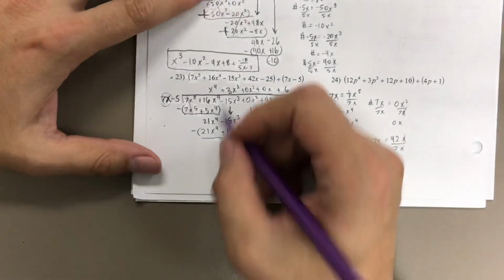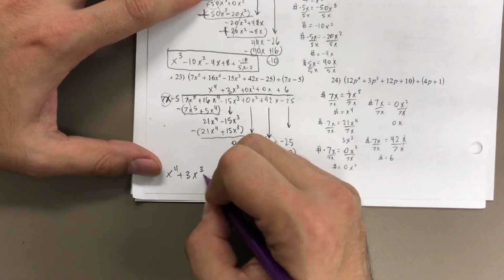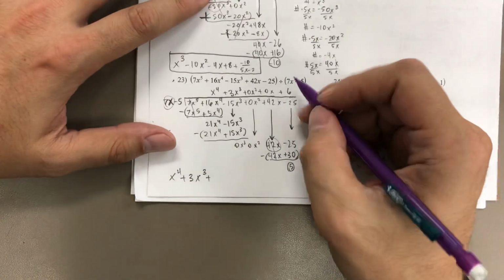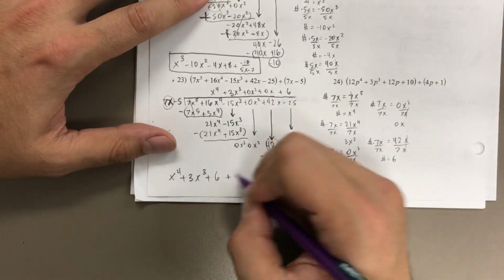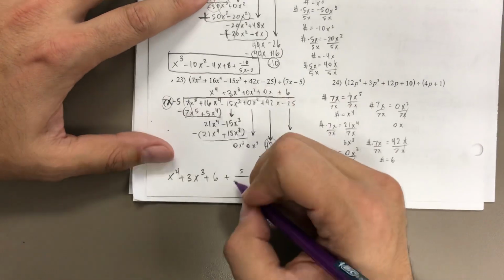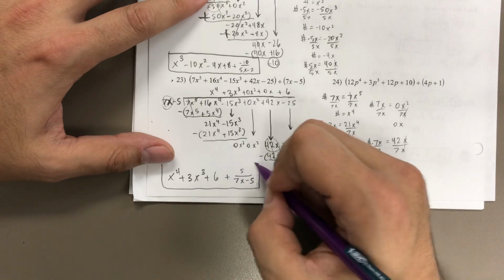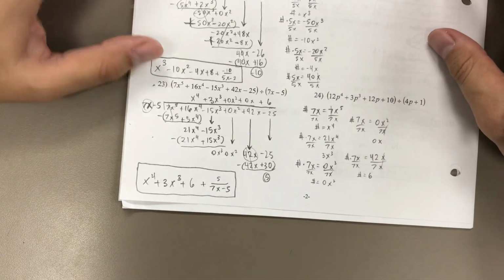Now to write up my answer, so I've got x to the fourth power plus 3x to the third power plus 0x squared plus 0x. I'm just going to leave those out. So the last thing that I have is that plus 6, and then I have a remainder of 5. So plus 5 over my divisor, which is 7x minus 5. And just like that, I've got the solution for my division.